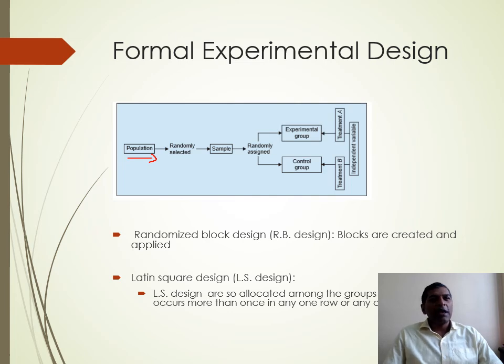This kind of experimentation design will allow us to select which kind of experimentation we have to do, whether it is formal or informal. Then we also have the RB, the randomized block design. In this randomized block design, first of all we will be randomly selecting in the group, but we are supposed to create the blocks here.